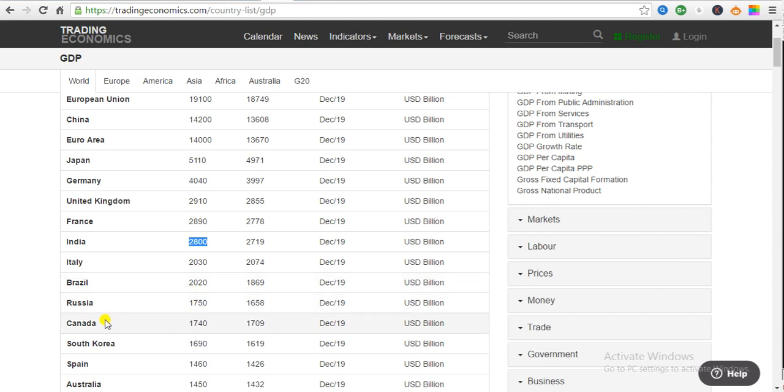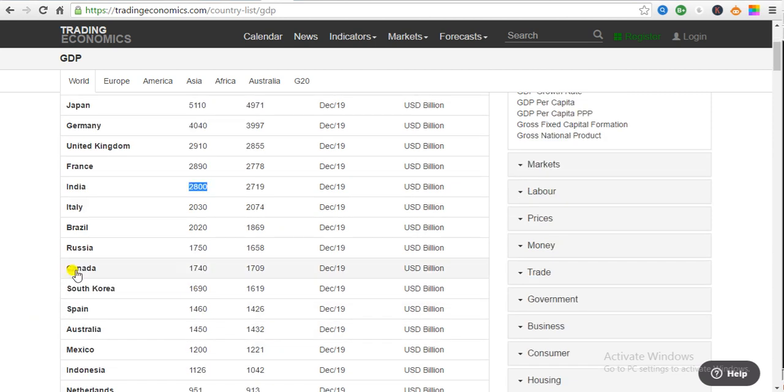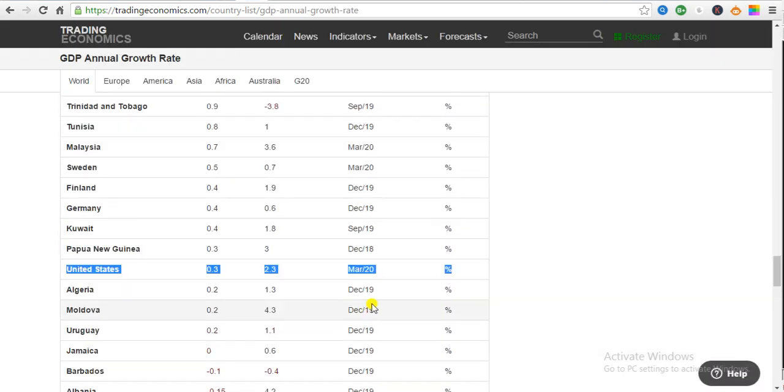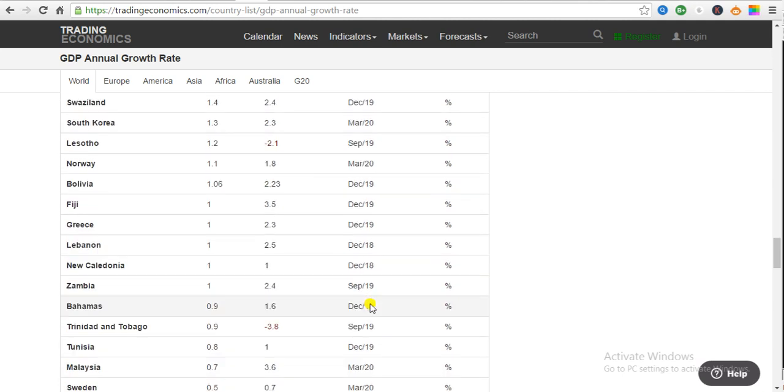Italy 2 trillion, Brazil 2 trillion, Russia 1.7. So Russian growth, I don't remember what it looked like. What did it look like?